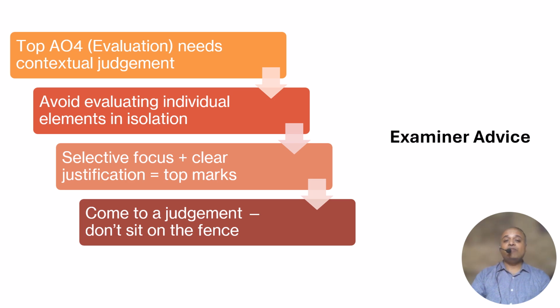Second, don't evaluate points in isolation. It's not about saying marketing is good, operation is bad. Instead, look at how they connect. For example, launching a new product may increase revenue, but only if operations can handle the scale and marketing can build demand. Without those working together, the strategy could fail. That's showing strategic thinking. And paper 4 is all about that.